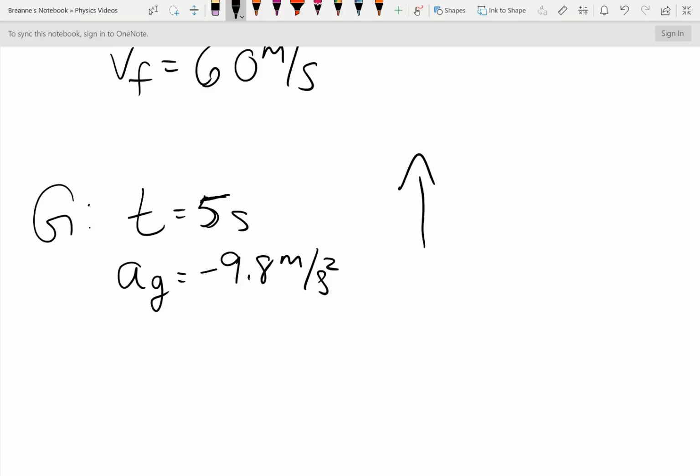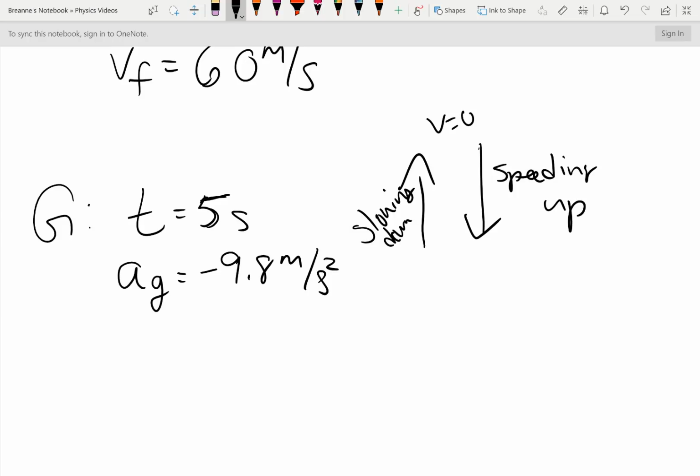Okay, at the very top, what's happening? It's having to slow down and stop. So as it's going up, it's slowing down. At the very, very tippy top, velocity is 0. And then as it's coming back down, it's speeding up. The reason it's slowing down is because of gravity.